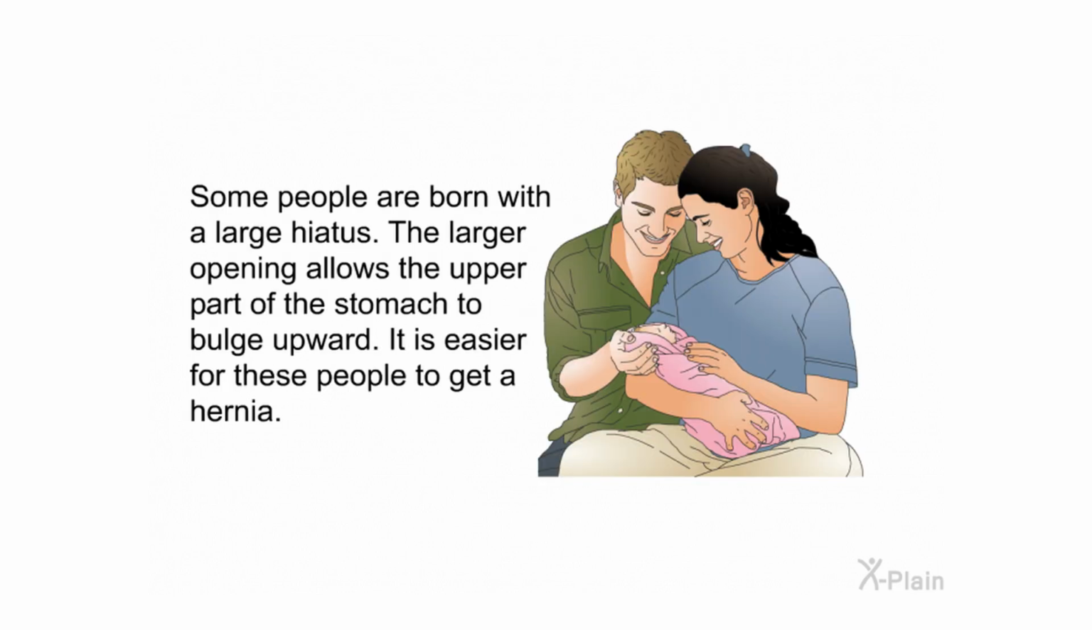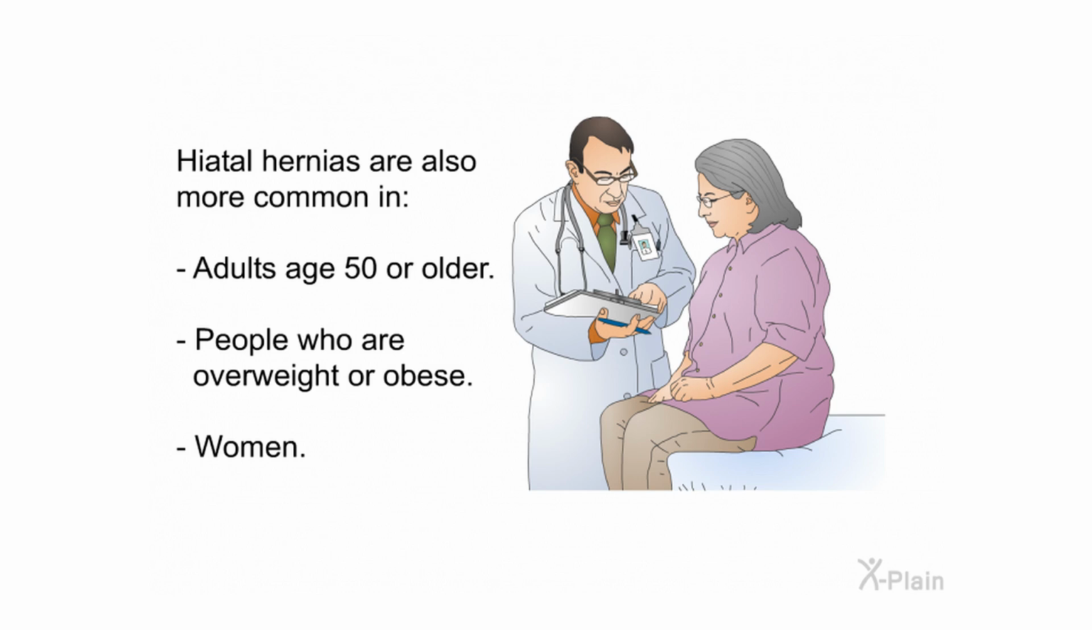Some people are born with a large hiatus. The larger opening allows the upper part of the stomach to bulge upward. It is easier for these people to get a hernia. Hiatal hernias are also more common in adults age 50 or older, people who are overweight or obese, and women.